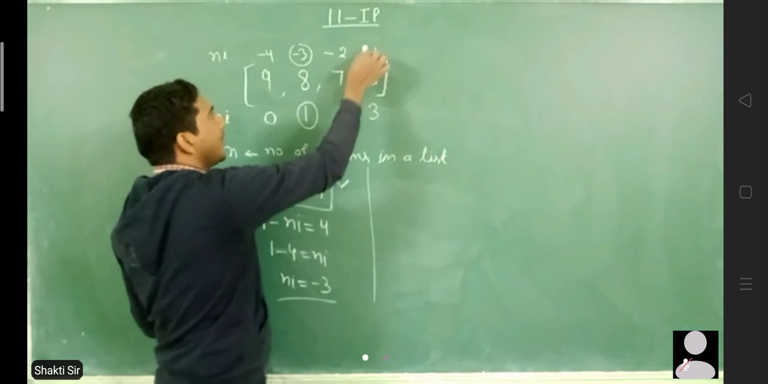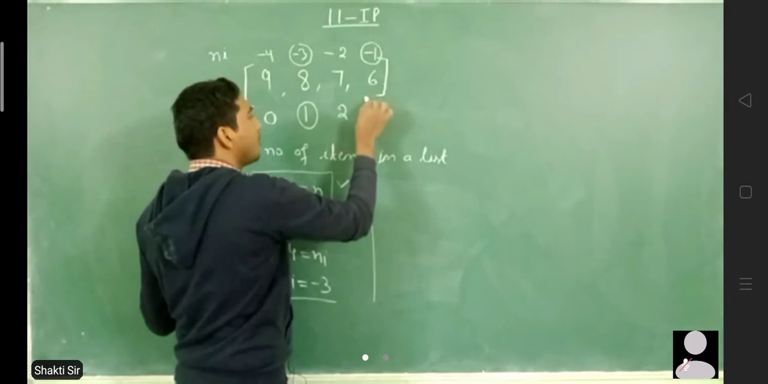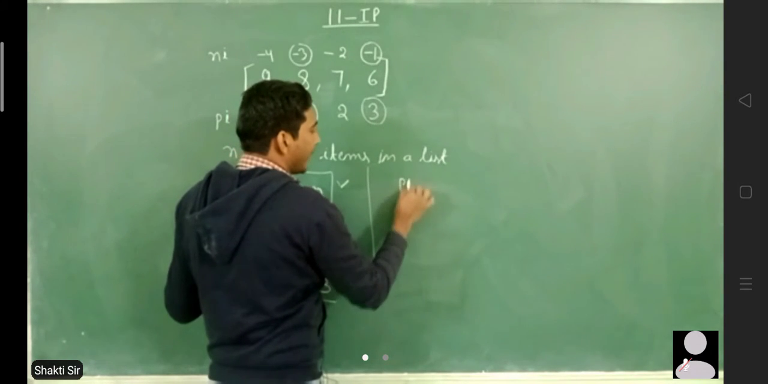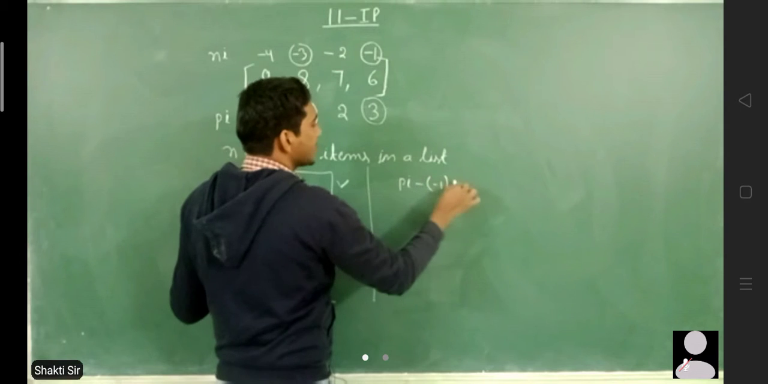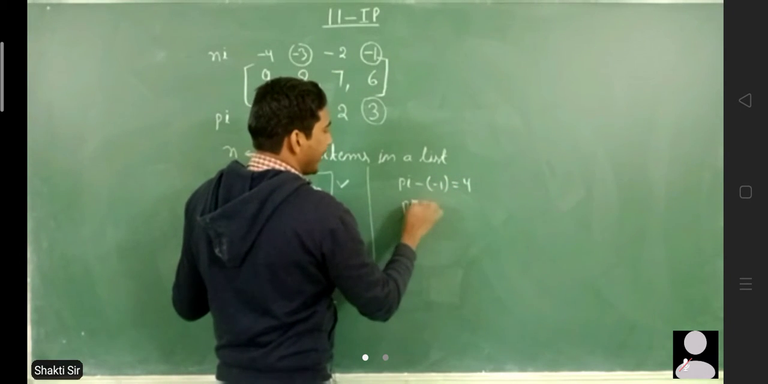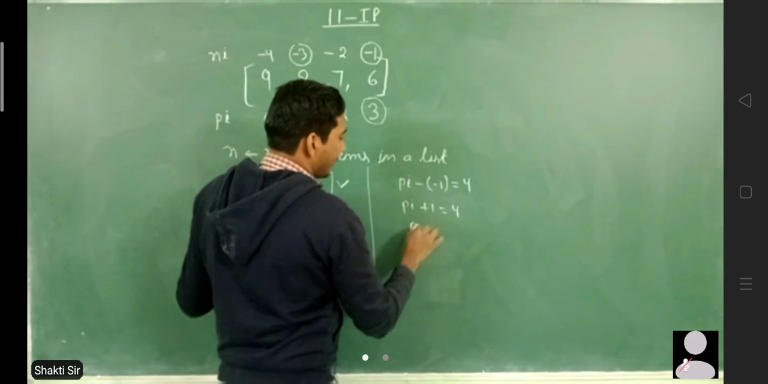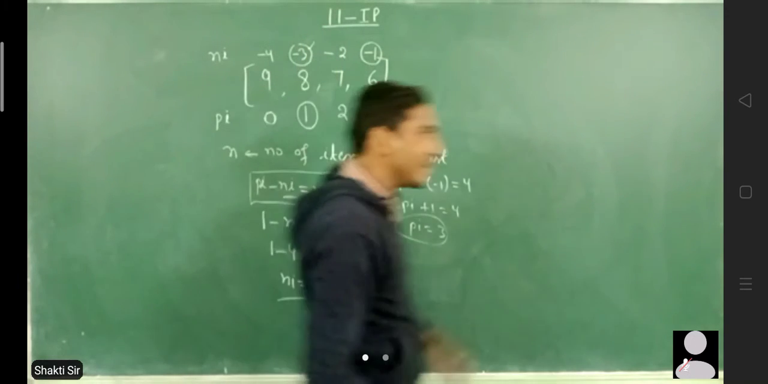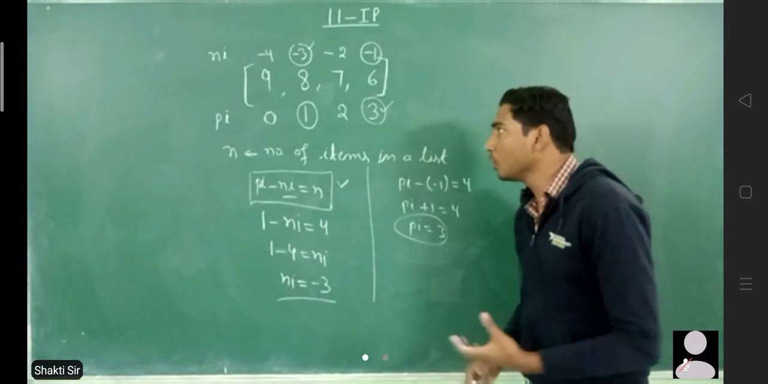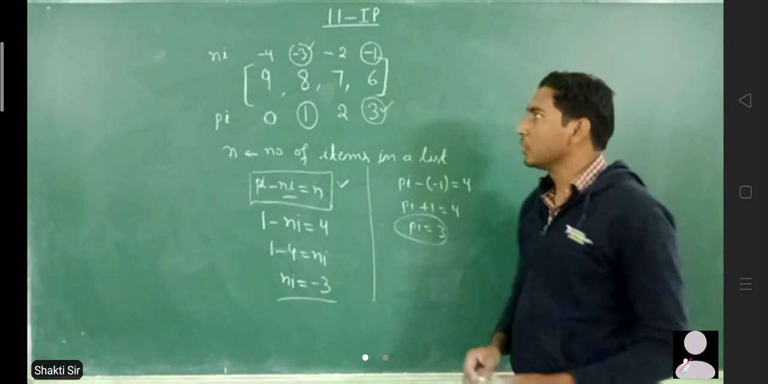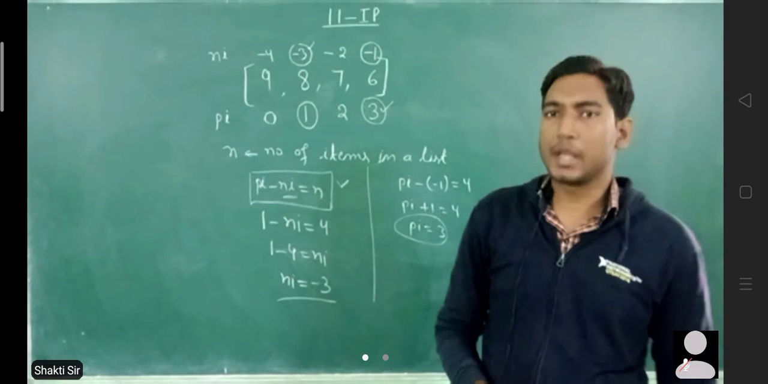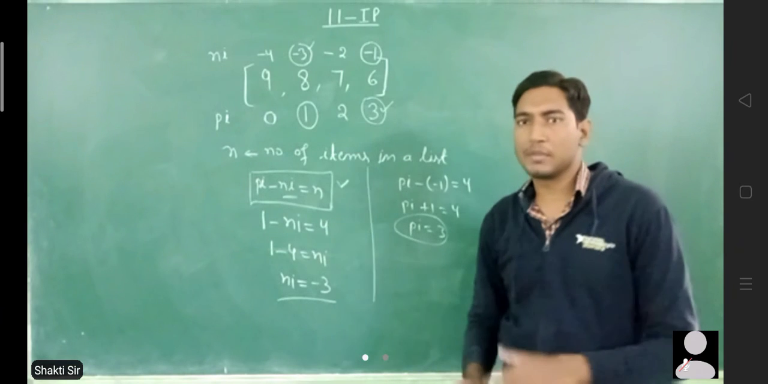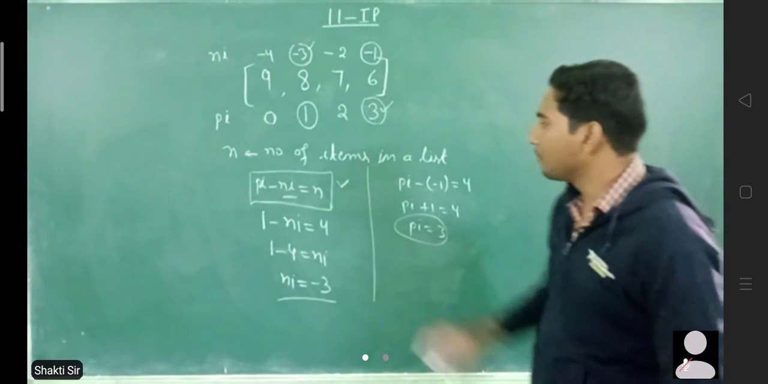Suppose you are given a negative index and you have to find the positive index. So pi you have to find, negative index is given, that is -1, number of items is 4, then pi plus 1 is equal to 4, and then the value of pi is 3, and that is correct. So now if you know the positive index of any item, you can find the negative index of the same item. And if you are given the negative index of an item, you can also find the positive index of an item using this simple formula.